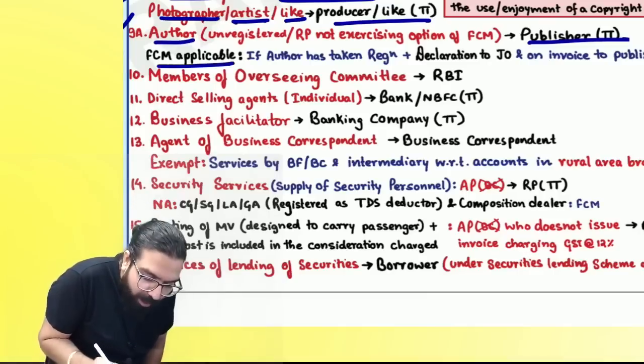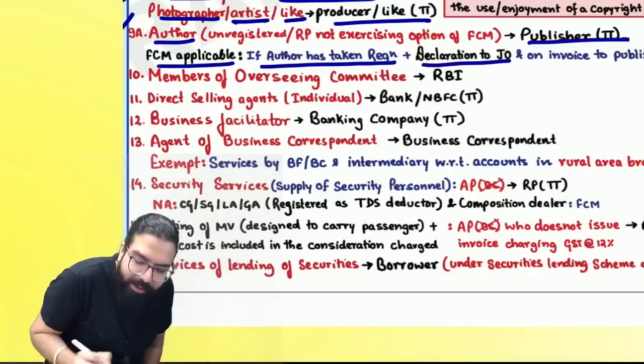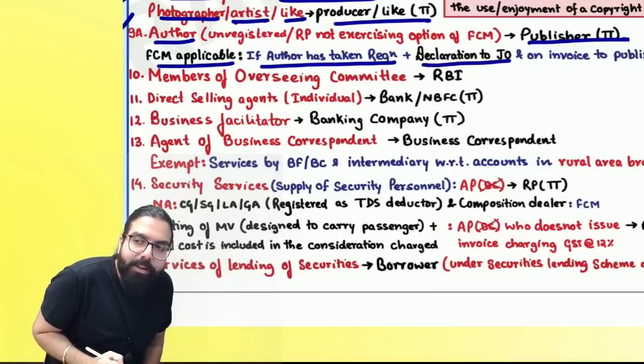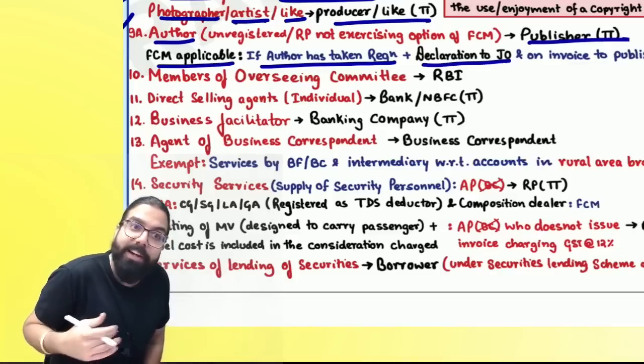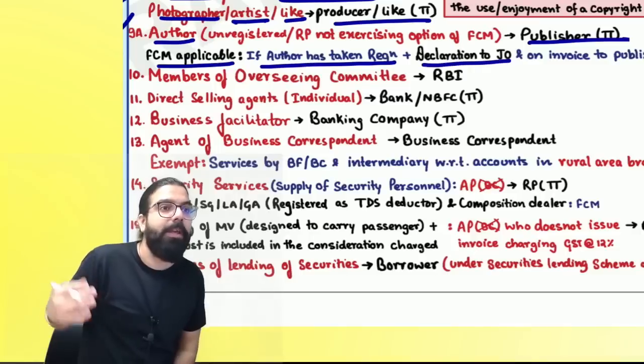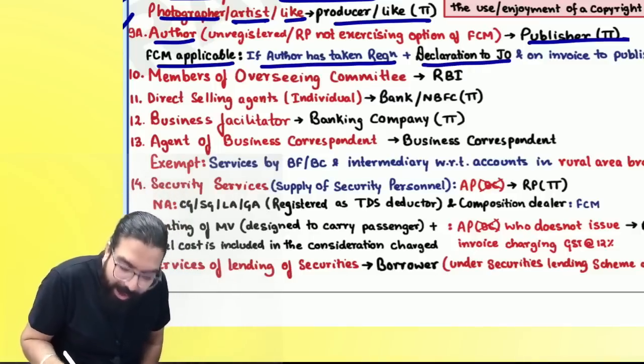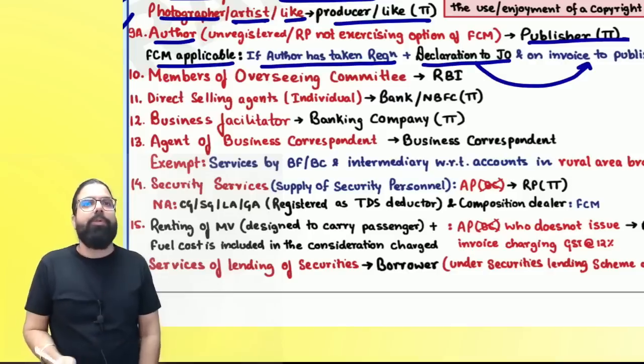See, forward charge is applicable if the author has taken registration and given a declaration to the JO. JO means jurisdictional officer. See, you guys have started understanding me, correct or not? So the mnemonic sheet looks big, but once you revise with me, you will remember everything. The next one is, and you also give a declaration on the invoice given to the publisher.